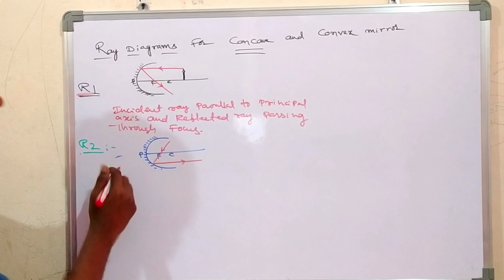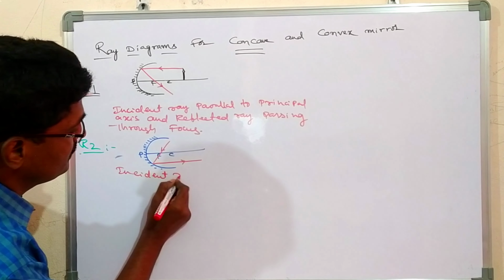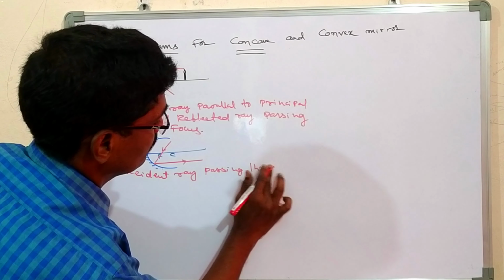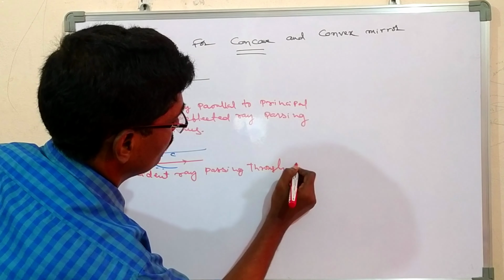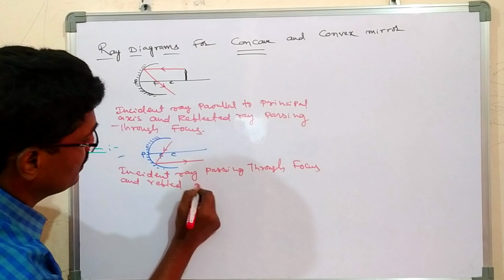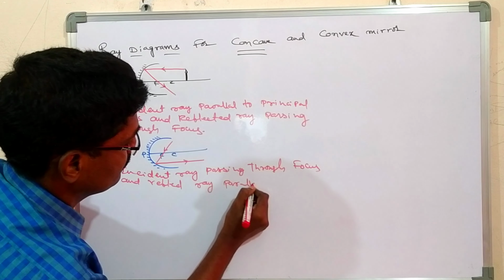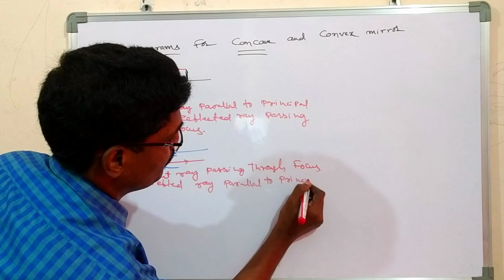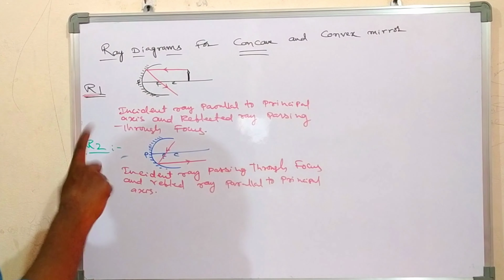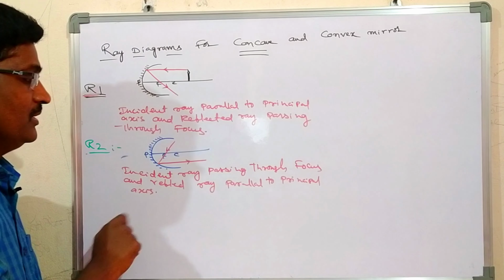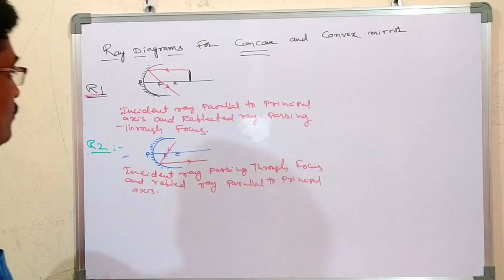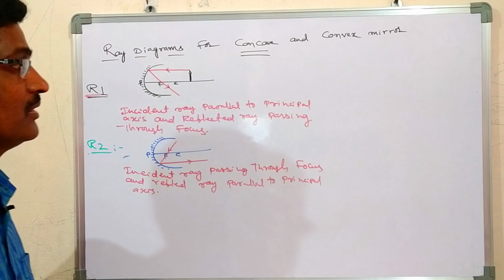I'm writing here: incident ray passing through focus and reflected ray parallel to principal axis, which is opposite to the first one. The first one is parallel to principal axis, passing through focus. Now it is passing through focus and parallel to principal axis. That is R2.